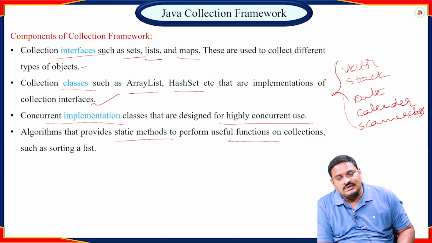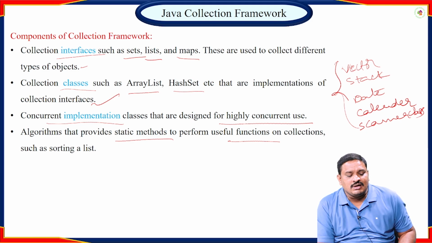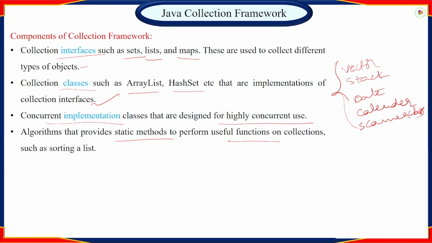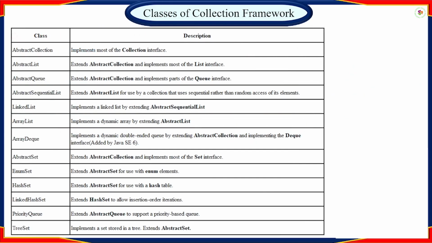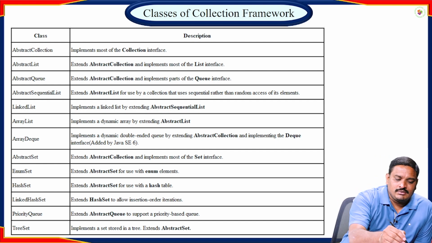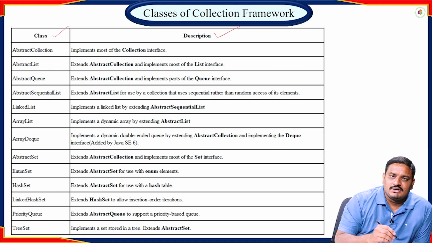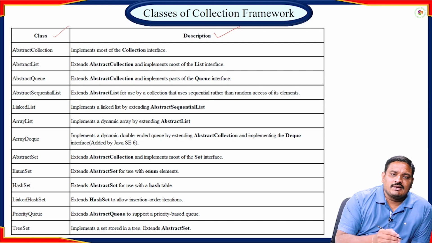This is the components of the Java collection. Here, in the Java collection, different classes are there. See, these are all the classes. This is the description of the classes. What classes are there?